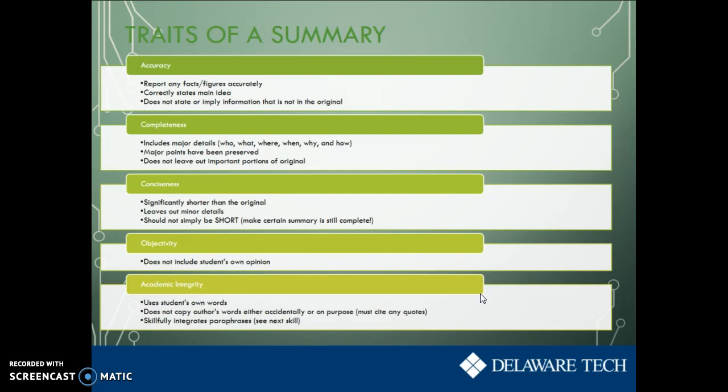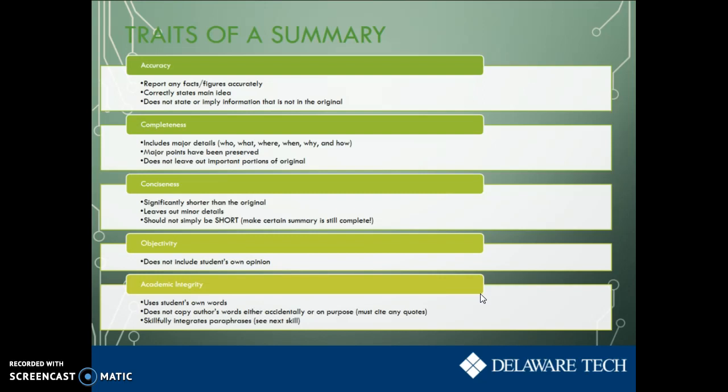And finally, you need to exhibit academic integrity in your summary. So you are not copying the author's words, either accidentally or on purpose. Obviously, if you were to just copy words and put them in your summary, that would be plagiarism. But even if you put in direct quotations with quotation marks in a summary, that still is not acceptable, because the whole point of a summary is that you are using your own words to explain the author's ideas.